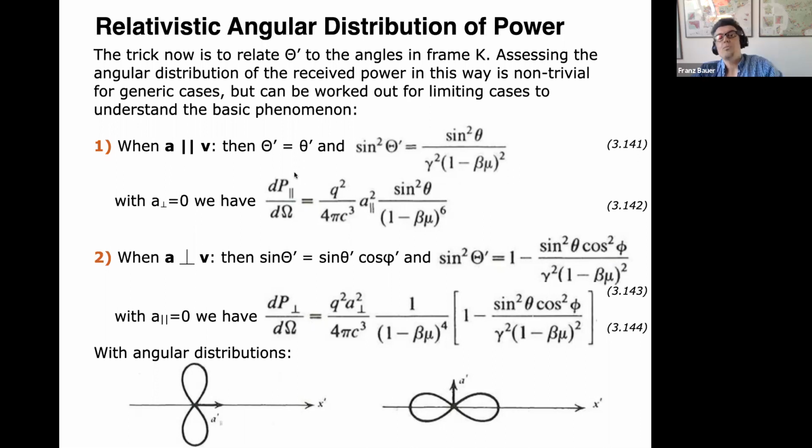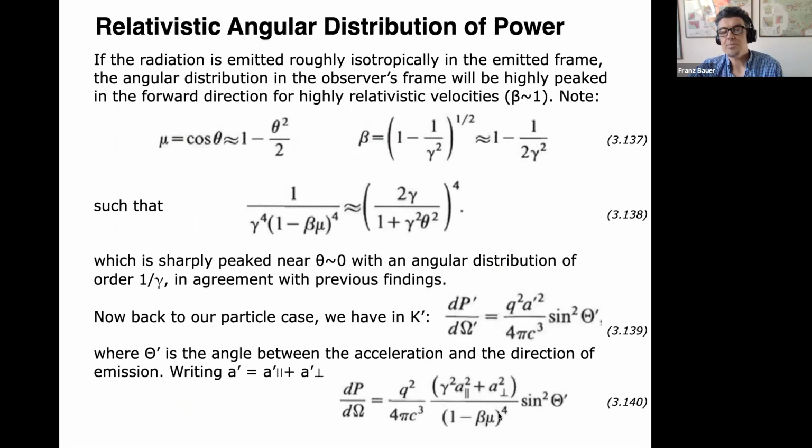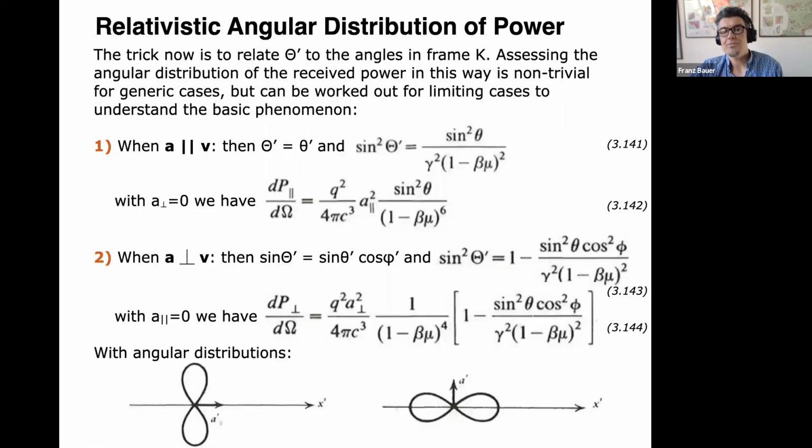And so it depends on a squared as usual. It depends on sine squared as usual, but we have this extra factor, this relativistic boost, which is going to the 6th power. 2 powers come from here, and 4 powers come from here. And the gamma squareds over here, and the gamma squared from here divide out. So this is one limiting case.